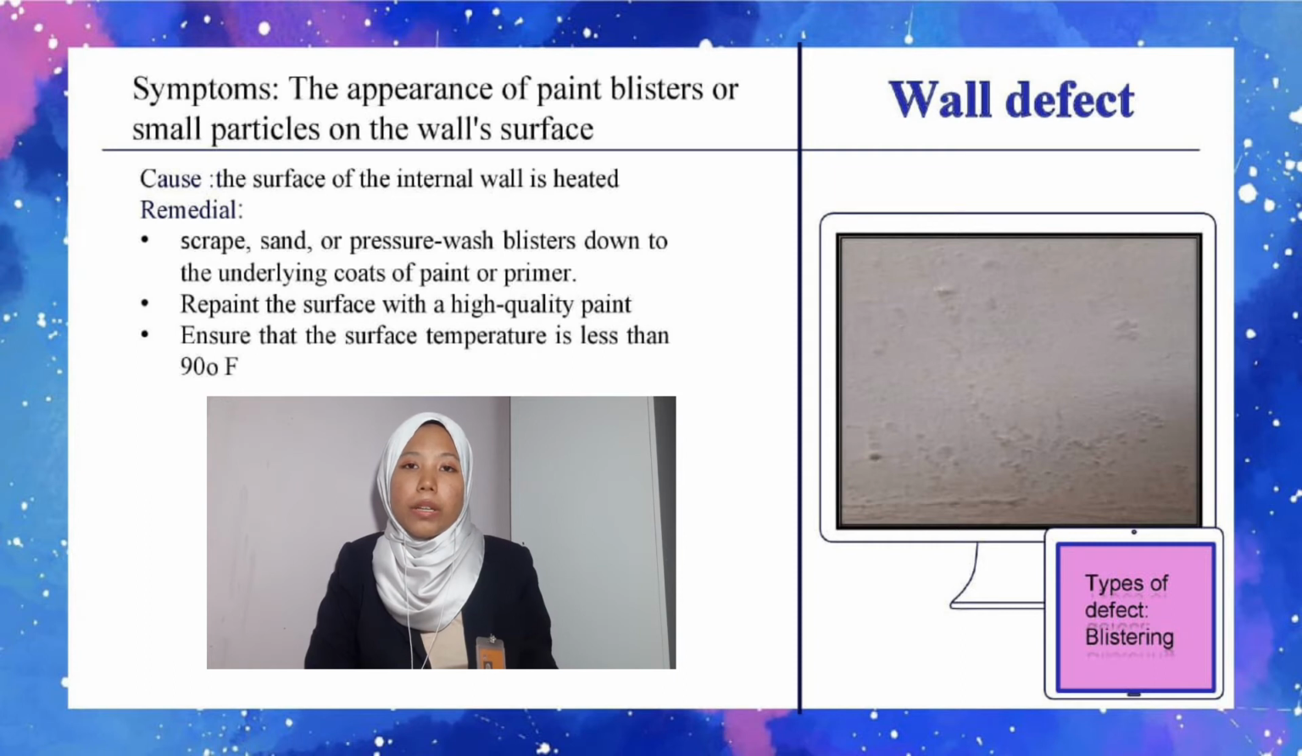To repair the blistering, first of all, we must scrape, sand, or pressure wash down to the underlying paint or priming coats. Then repaint the surface with a high quality interior or exterior paint and keep the temperature below 90 degrees. Finally, we can decide on the best paints for the project.